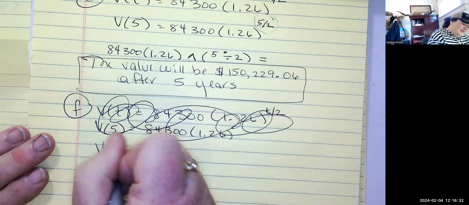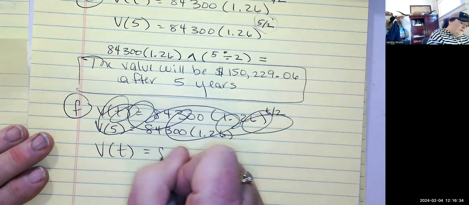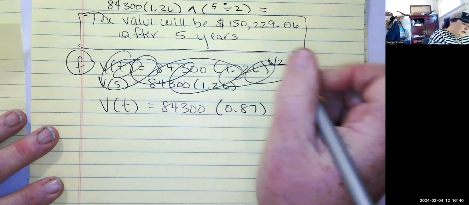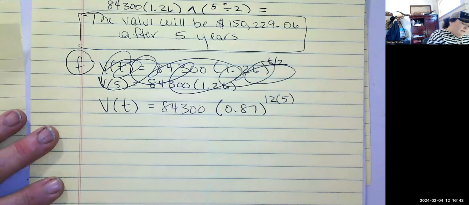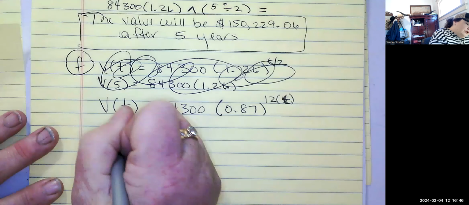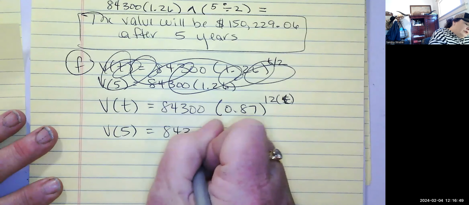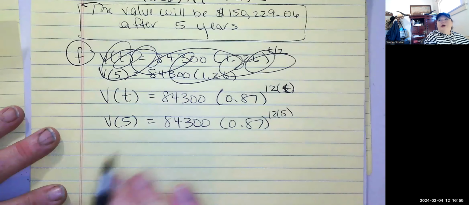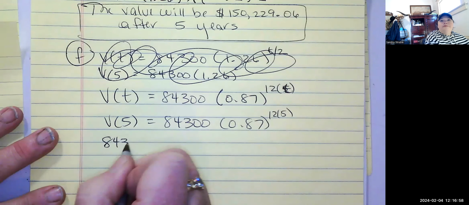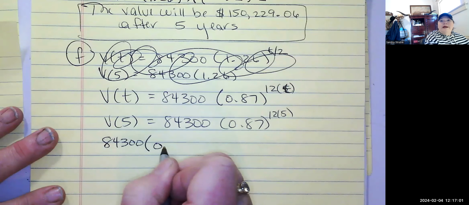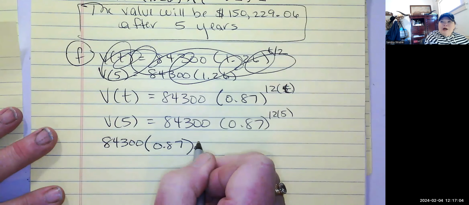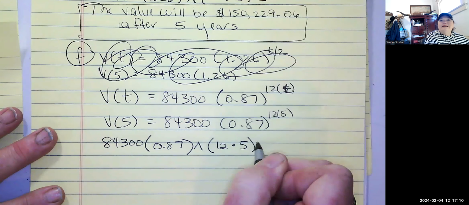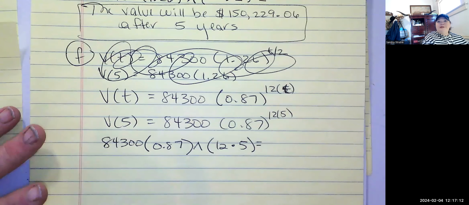All right, so V of T, I know you're yelling at the screen right now, is 84,300. Let's try this again, y'all. And it's 0.87 to the 12 times 5. Well, it's 12T. So V of 5 is 84,300, 0.87 to the 12 times 5. There we go. All right, let me show you how to put this in your calculator. 84,300, open parenthesis, 0.87, close parenthesis, caret, open parenthesis, 12 times 5, close parenthesis, equals.